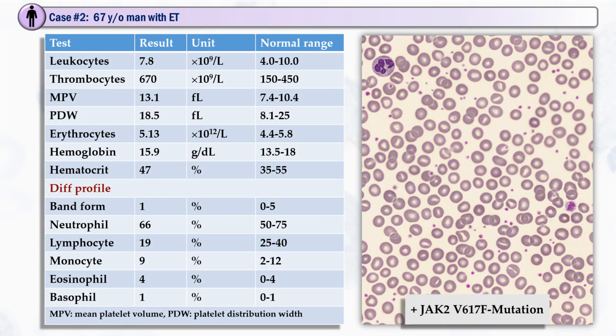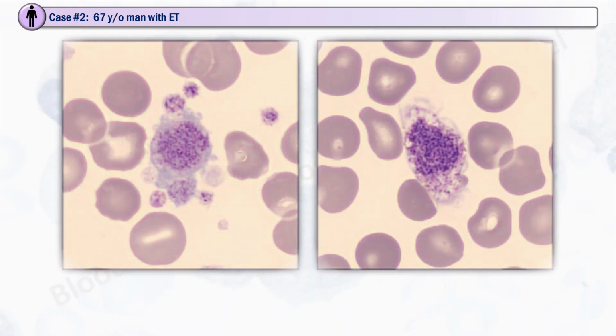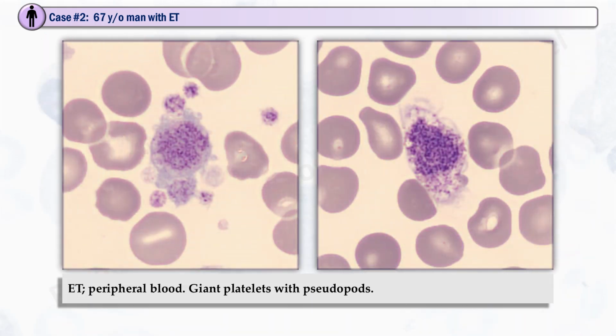CBC results and peripheral blood film of a 67-year-old patient with essential thrombocythemia and Janus kinase 2 mutation showing thrombocytosis and increased mean platelet volume. Peripheral blood films showing giant platelets with pseudopods.